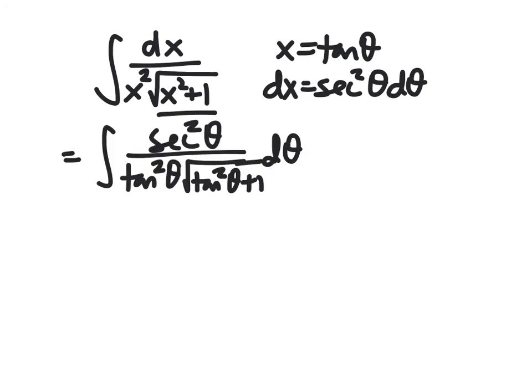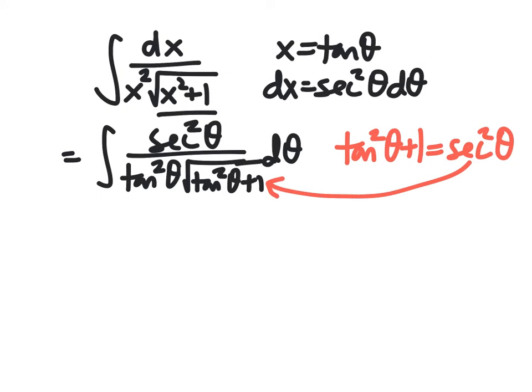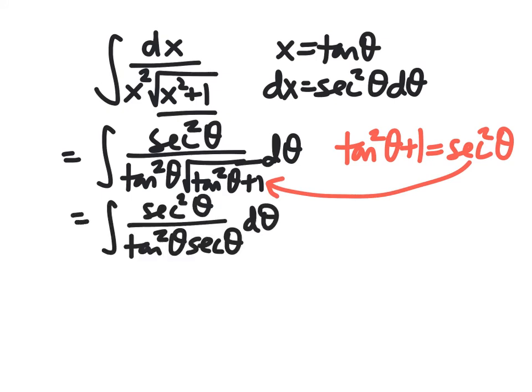And then it's good to know the trig identity. So sine squared plus cosine squared equals 1. If you divide through by cosine squared, you get tan squared plus 1 is secant squared. And so secant squared is what's really inside this square root. So that's actually just a secant. Okay, so we can cancel a secant. We cancel a power of the secant there.